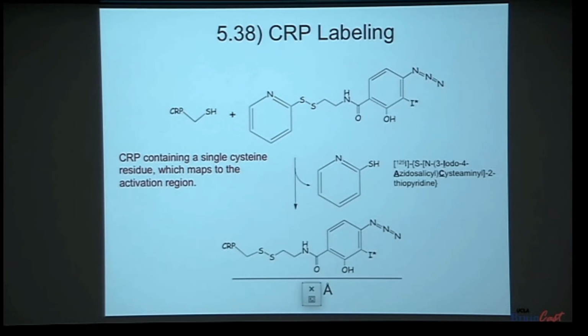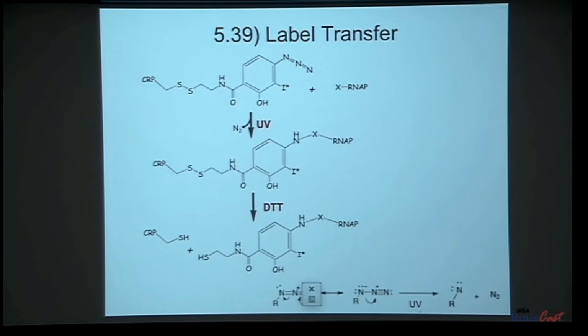Okay, so as we already know then, the modified CRP that was used in this experiment contains a single cysteine residue which maps to the activation region. Okay. And so now what we want to do is to try to transfer this label to RNA polymerase, and in that way prove that when CRP and RNA polymerase are bound to the promoter, that activation region 1 is in direct contact with some portion of RNA polymerase.